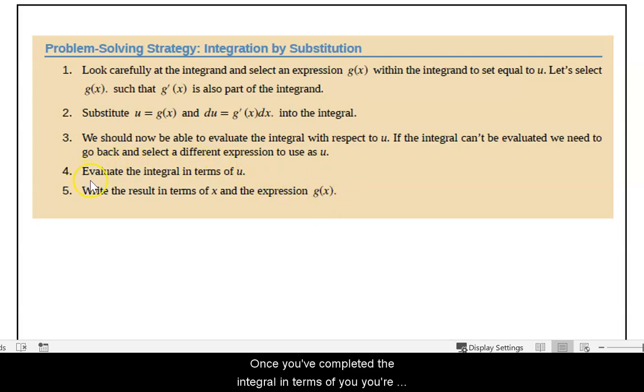Once you've completed the integral in terms of u, you're not done until you get the answer back in terms of the original variable, which is usually x, and whatever g of x or u was. In other words, first you get out of the original variable and substitute to u, and then you've got to work your way back out and get out of u and back to the original variable.